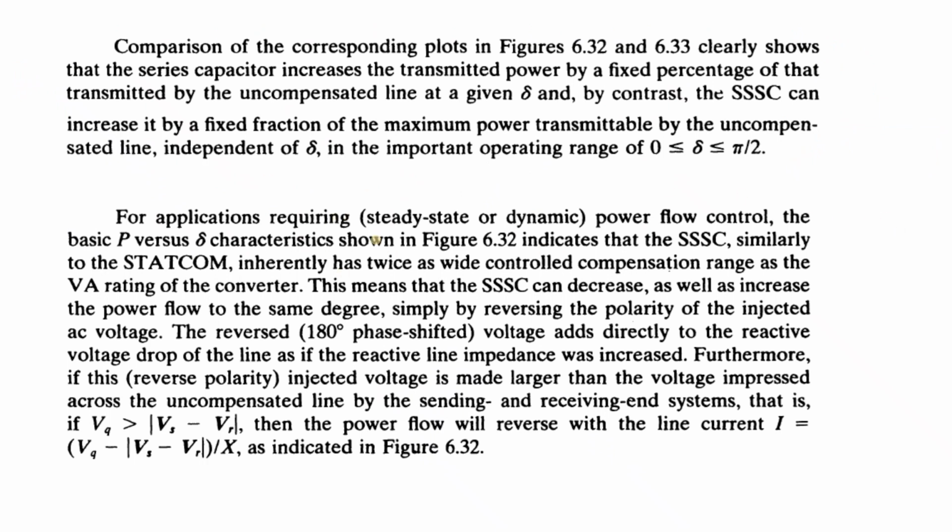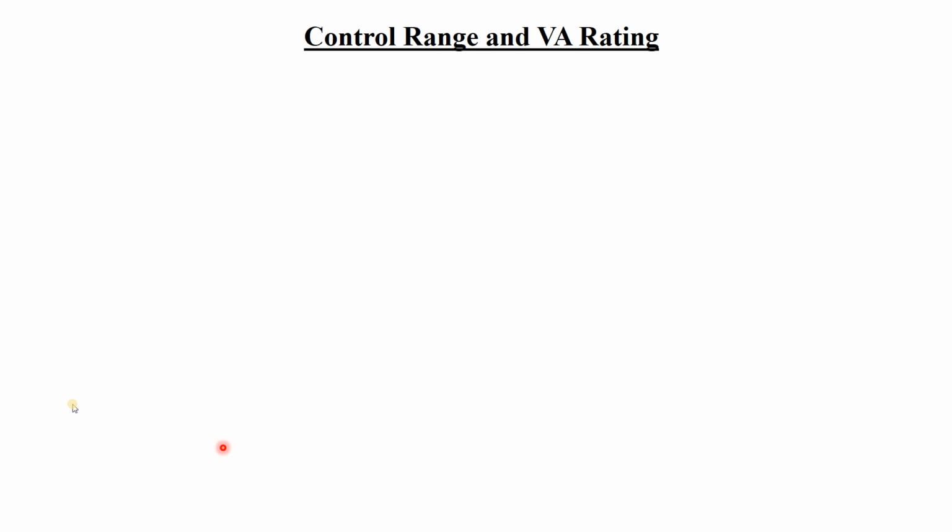So this is reverse flow. The power flow will reverse, and the current will be that extra voltage minus the difference in voltage divided by the line reactance. The power flow is reverse means it is drawing the power. So the current will be VQ minus the difference of the voltage, divided by the reactance.